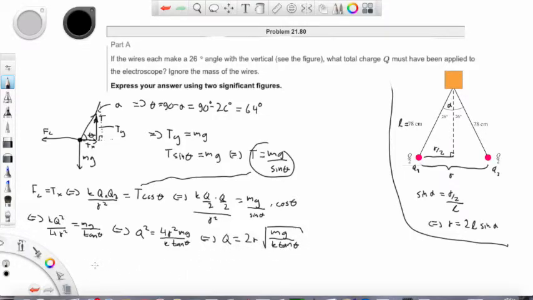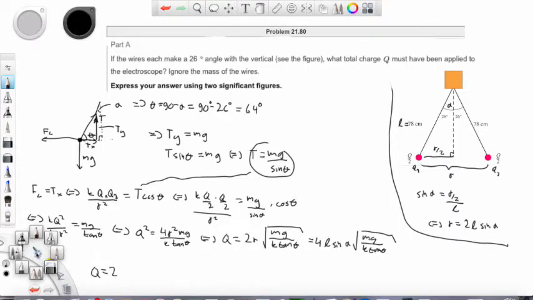Let's give some space. So q is, all right, first of all, what is r? r is 2L sine alpha. So let's make that substitution. So we have 4 times L times sine alpha, not theta, sine alpha, mg divided by k tan theta. Okay, I'll fix this. We have 4 times L, 78 centimeters, times sine of alpha, alpha is 26 degrees, square root of mass.